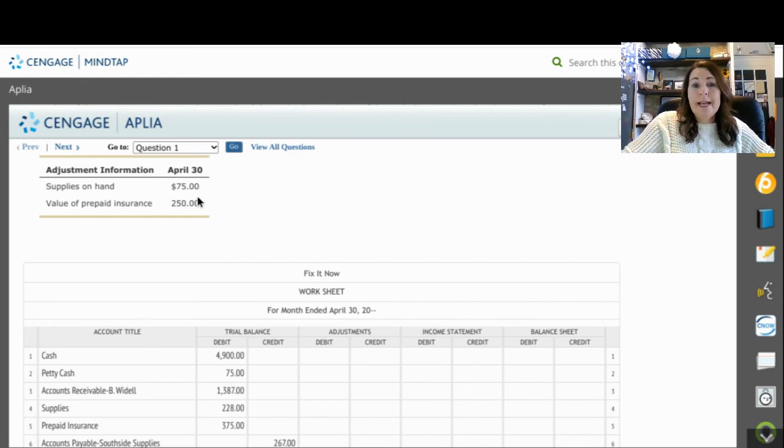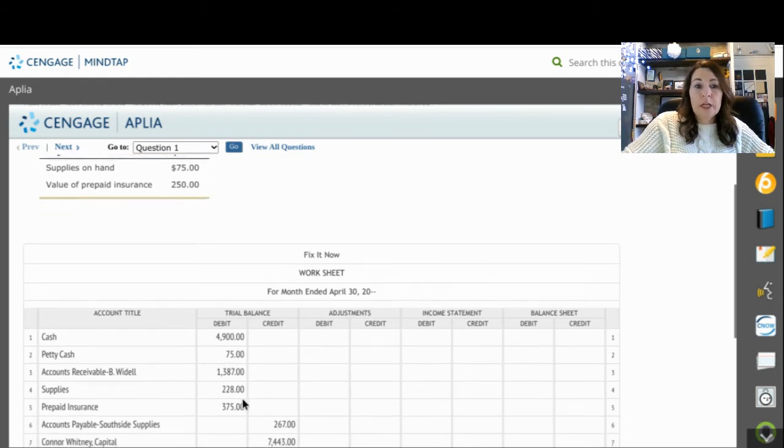So supplies on hand, we look and it says we have $228 worth of supplies. Well, that's not true. We went and counted and we only have $75 worth of supplies. So we're going to have to take this $228 debit and reduce it down so it's only a $75 debit. So if we do the math and take 228 minus $75, it needs to be reduced by $153.